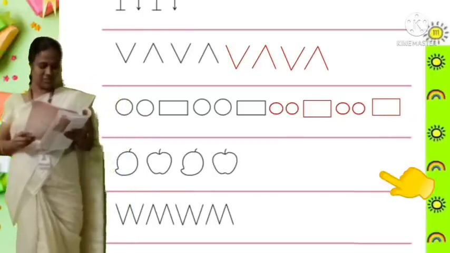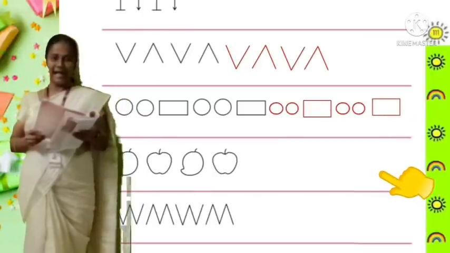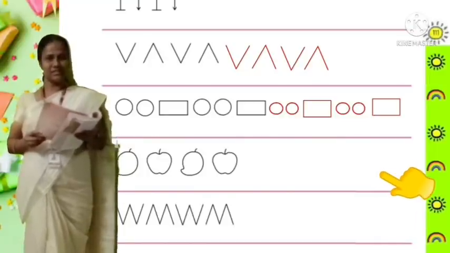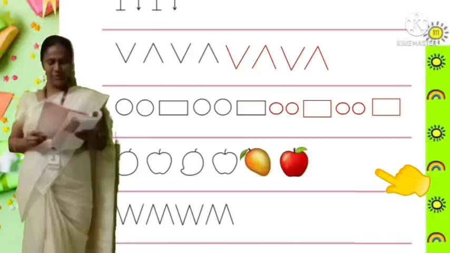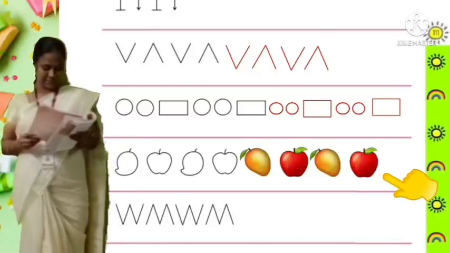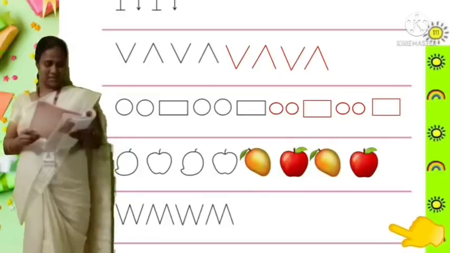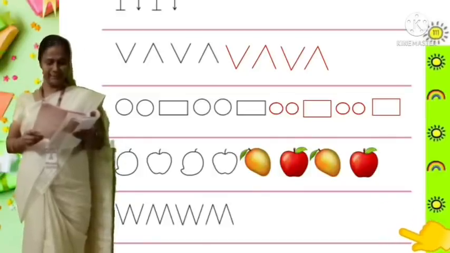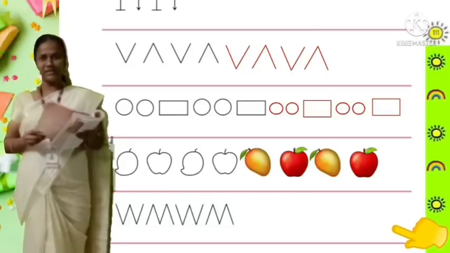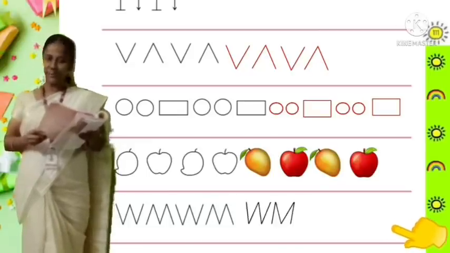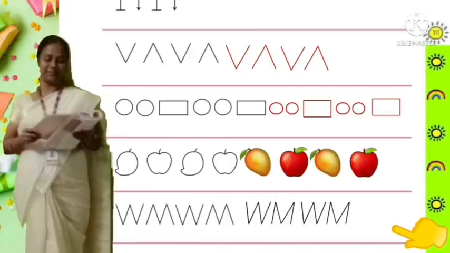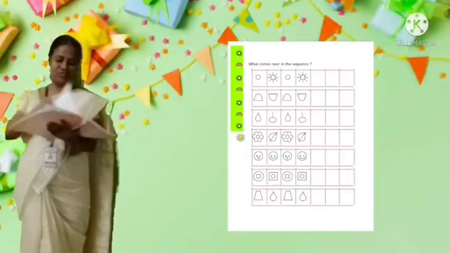Very good. The next image, mango, apple, mango, apple. The next image is mango, apple, mango, apple. Very good. The last one, W, M, W, M. What is the next sequence? W, M, W, M. Then turn to the next page.